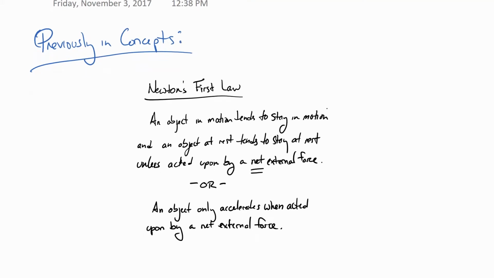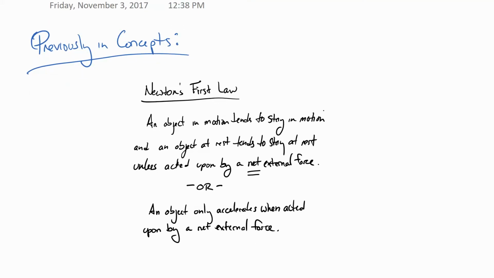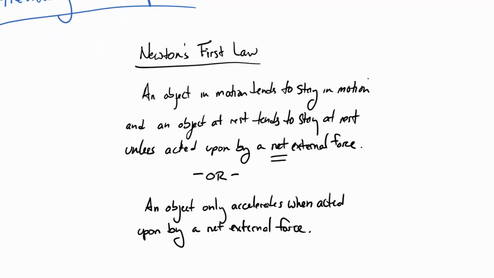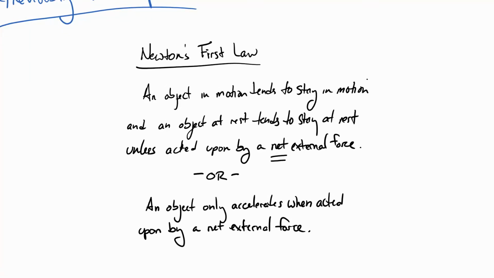All right. Chapter 2, Part 2. Previously, in Concepts, we talked about Newton's first law. An object in motion tends to stay in motion, and an object at rest tends to stay at rest unless acted upon by a net external force. Or, another shorter way of saying this, an object only accelerates when acted upon by a net external force. A net external force, we mean when the forces are unbalanced.